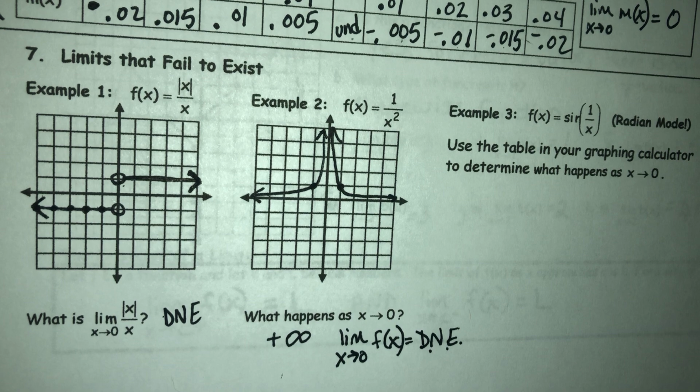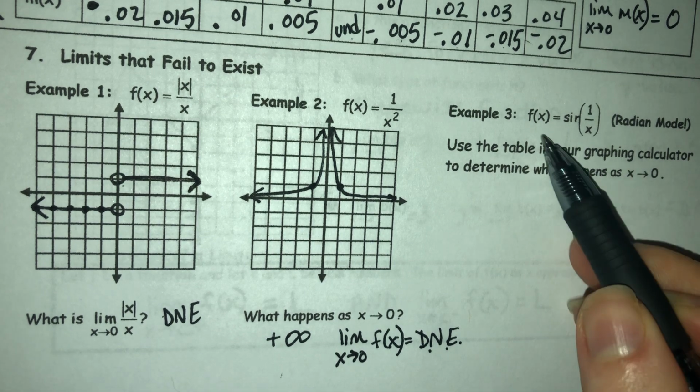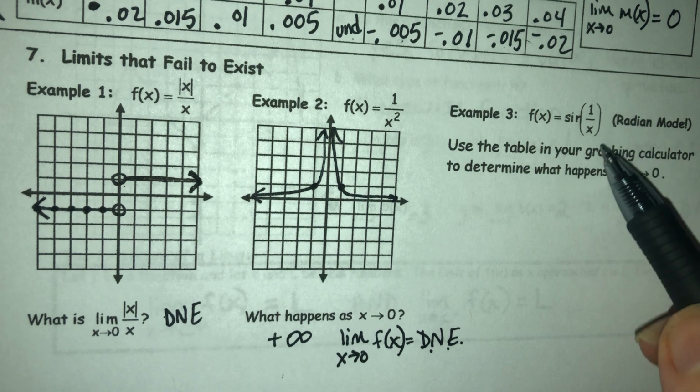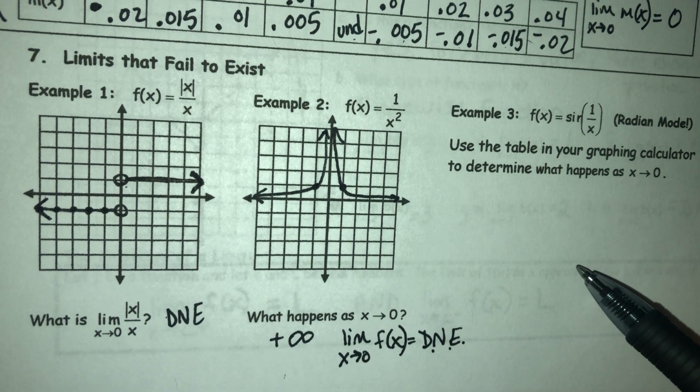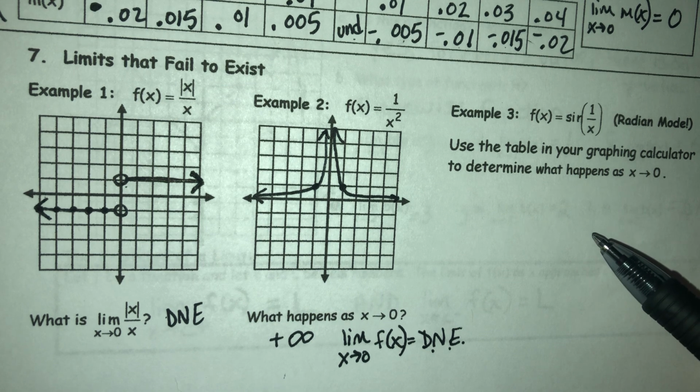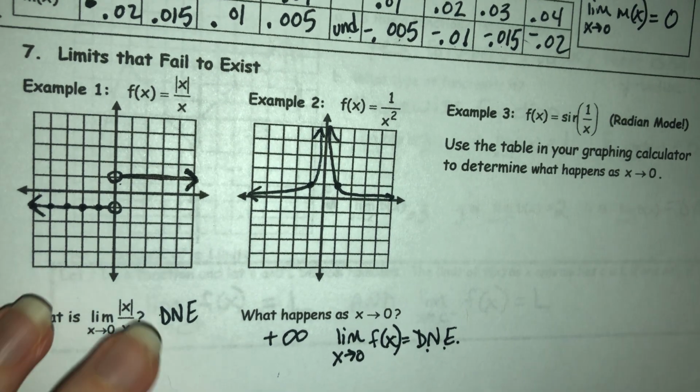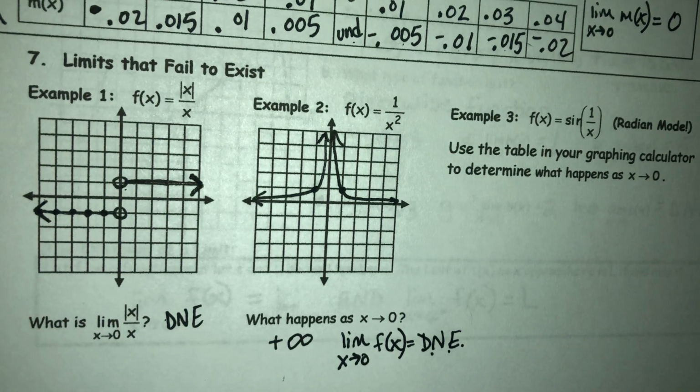Use the table in your graphing calculator to determine what happens as x is approaching 0. So what I want you to do is put this in y equals in your calculator, or go to Desmos and enter sine of the quantity 1 divided by x, close parentheses. And look at the graph, look at the table. You may need to zoom in, but look carefully. You could pause the video and do some investigation on your own. When you come back, I'll talk to you about it.